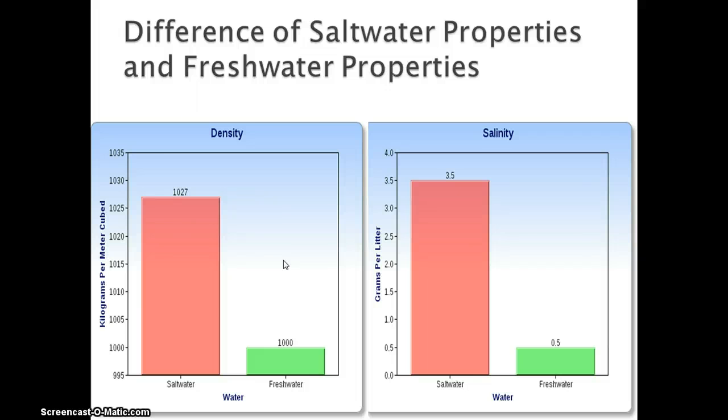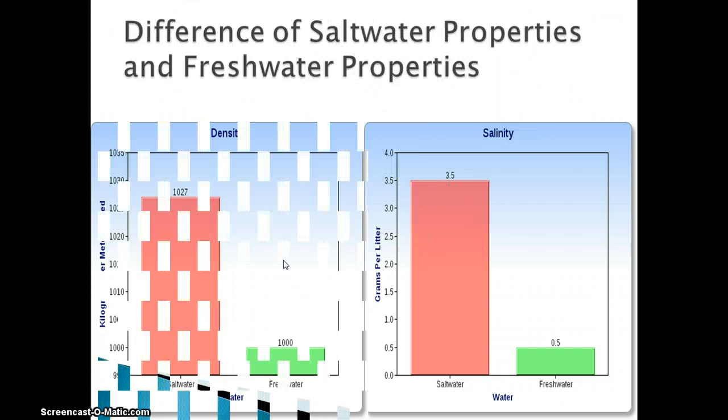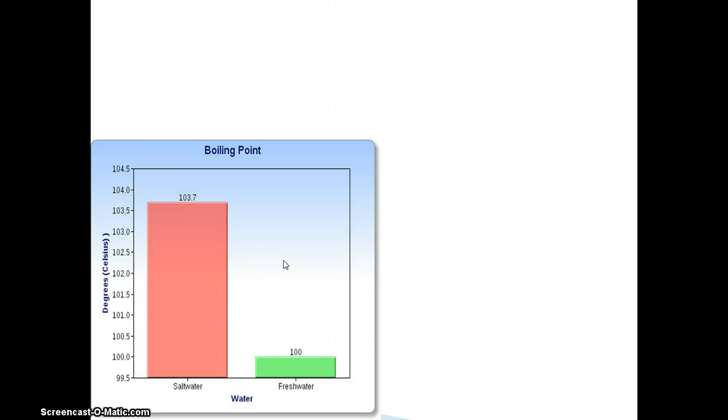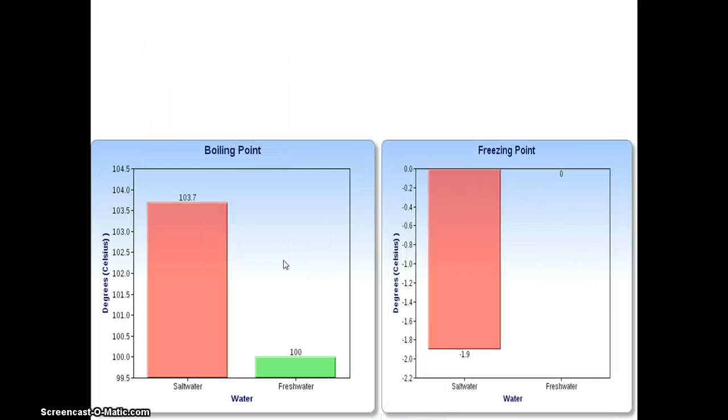So here is the difference between the saltwater properties and freshwater properties. The density of saltwater is about 1,027 kilograms per meter cubed, while freshwater is only 1,000. The salinity for saltwater is 3.5 grams per liter, while freshwater is only 0.5 grams per liter. And the boiling point for saltwater is 103.7 degrees Celsius, or 100 degrees for freshwater. And the freezing point for saltwater is -1.9.